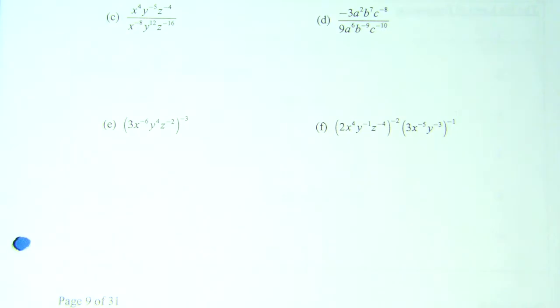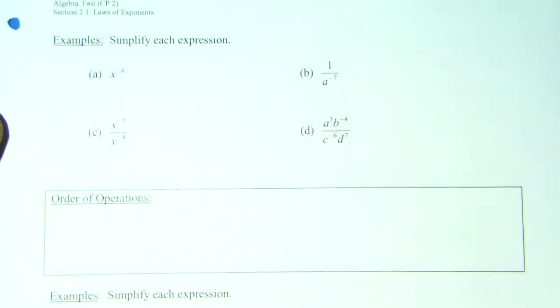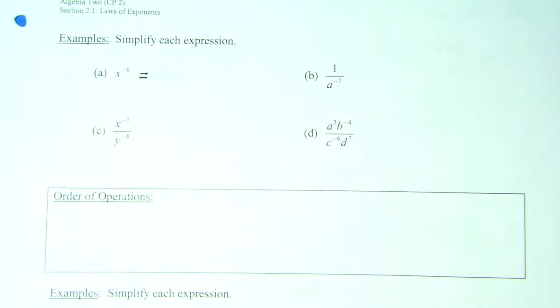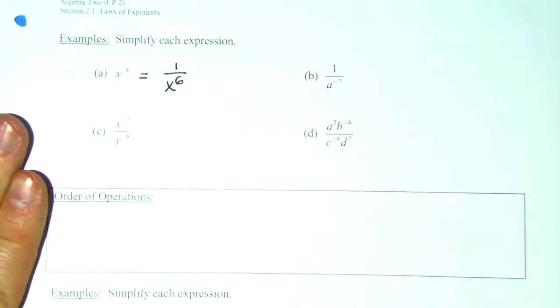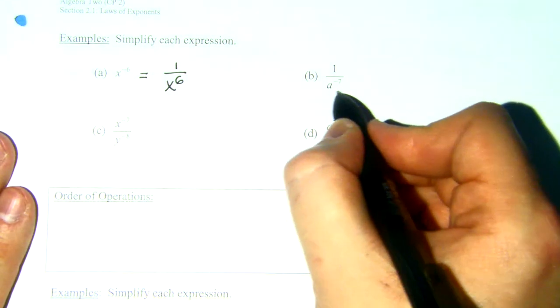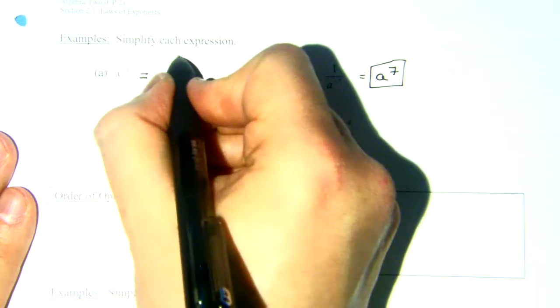Okay, so on the next page, x to the negative 6. Well, according to the rules I just gave you, how can I rewrite this? I think this is just going to be 1 over x to the 6th. What about b? What can we do in b? A negative exponent in the denominator, I can move that up and make it a to the 7th.